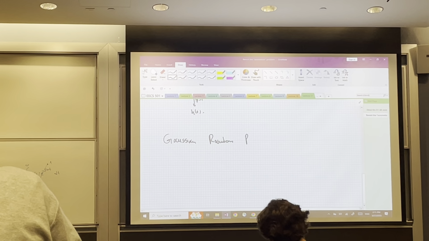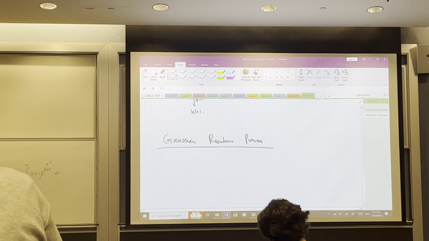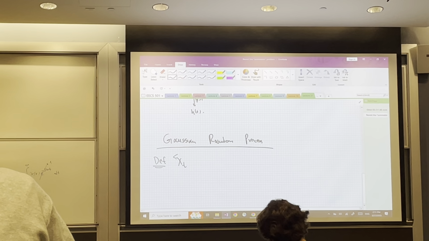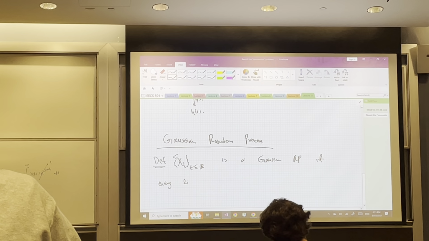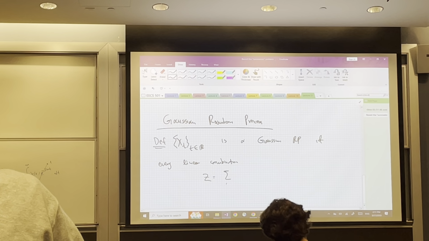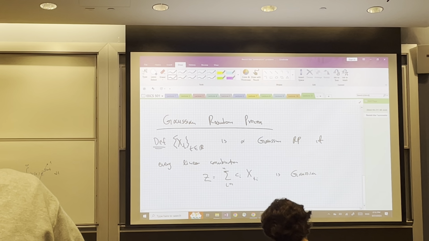random process. So what is a Gaussian random process? X of t, t in R, is a Gaussian random process if every linear combination Z equals the summation, i from 1 to n, of c_i X of t_i is a Gaussian random variable.